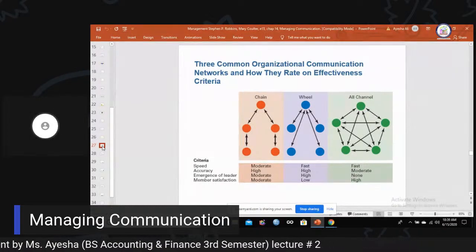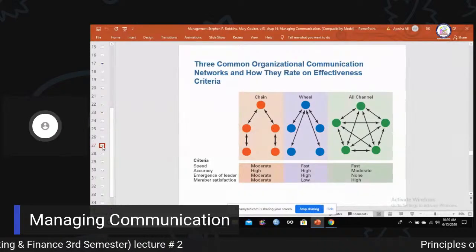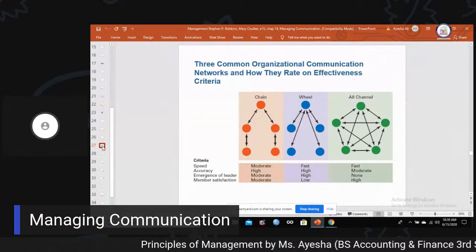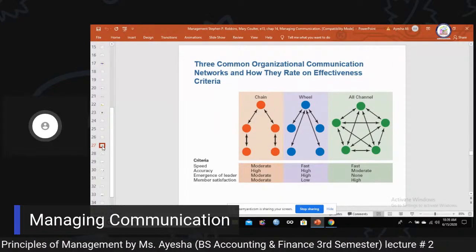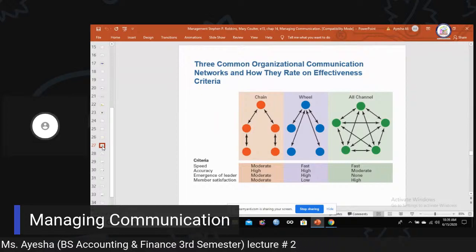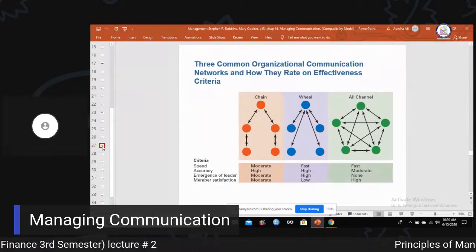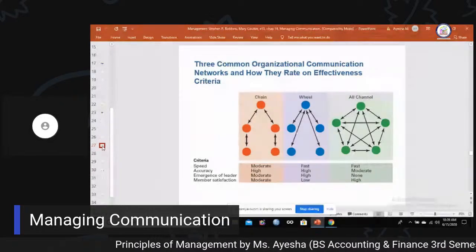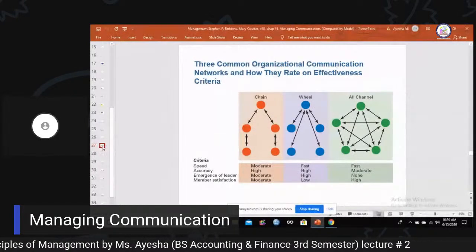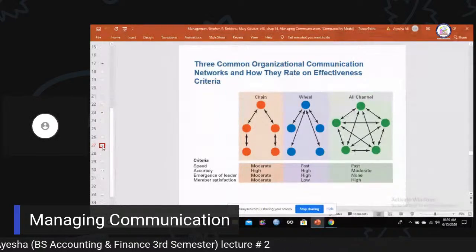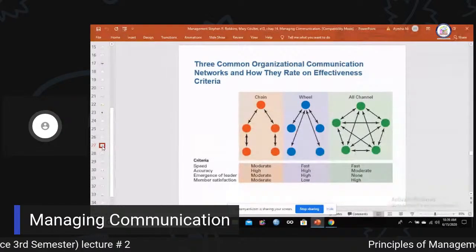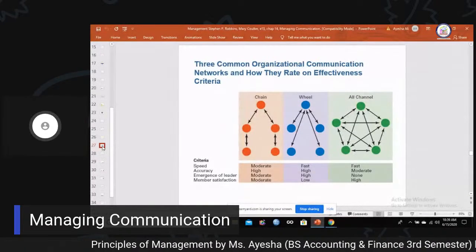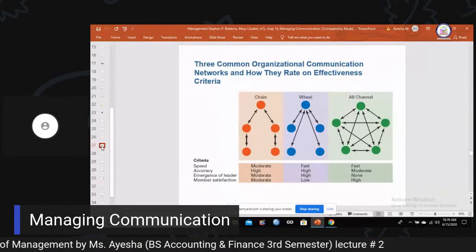In the wheel we have low member satisfaction, because the employees and the members can't communicate with each other. Everyone communicates directly to the CEO, to the boss, so it decreases the satisfaction of workers. And in the all-channel the satisfaction is high, because we have free communication, a free flow of communication. So ultimately it results in more satisfaction, and members are more satisfied.